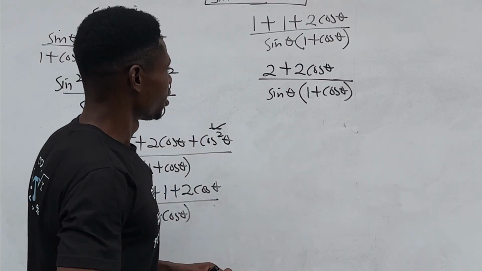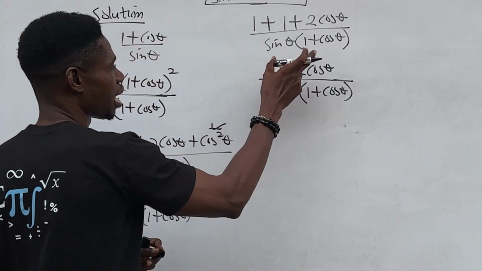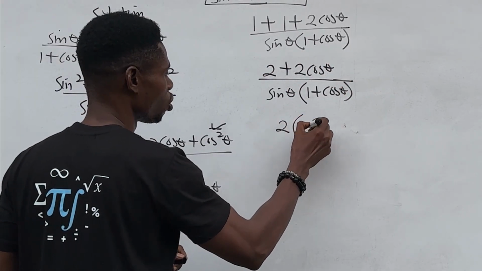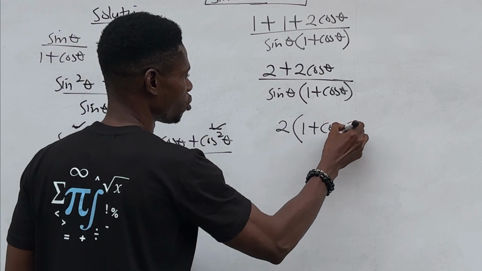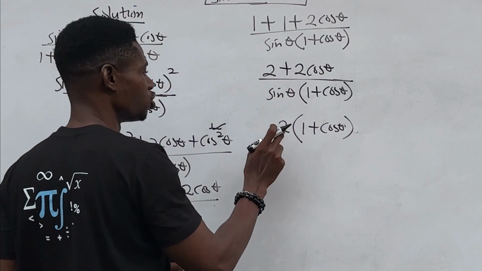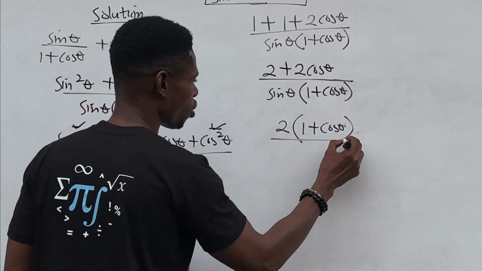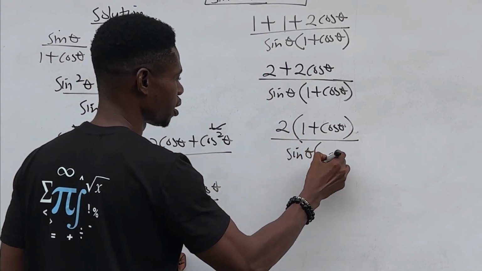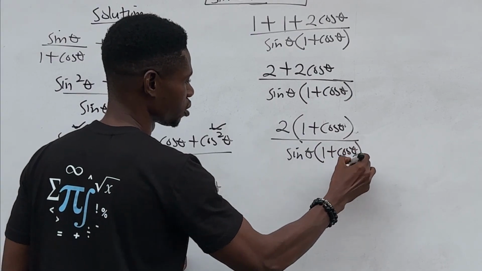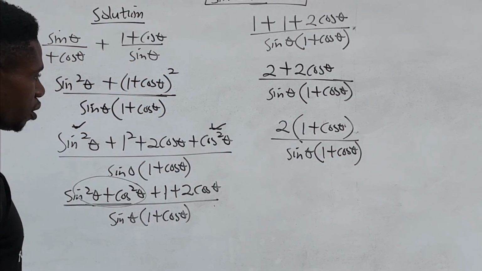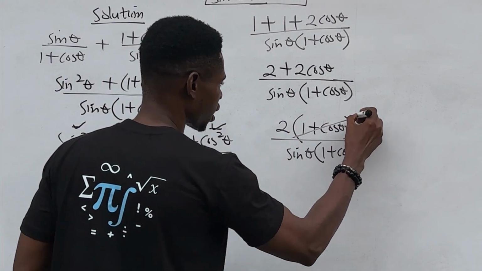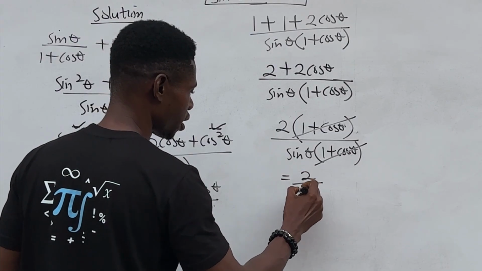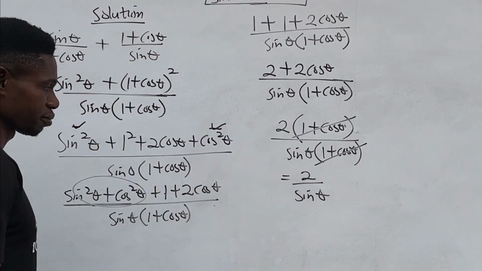Let's continue. Okay, so we can factorize our numerator since 2 is common. The numerator can give us 2 into 1 plus cos theta, because 2 multiplied by 1 is 2, and 2 multiplied by cos theta is 2 cos theta, all over sine theta into 1 plus cos theta. Okay, so this is significant progress because this can cancel out this. They're exactly the same. And then what we'll have left is 2 over sine theta.